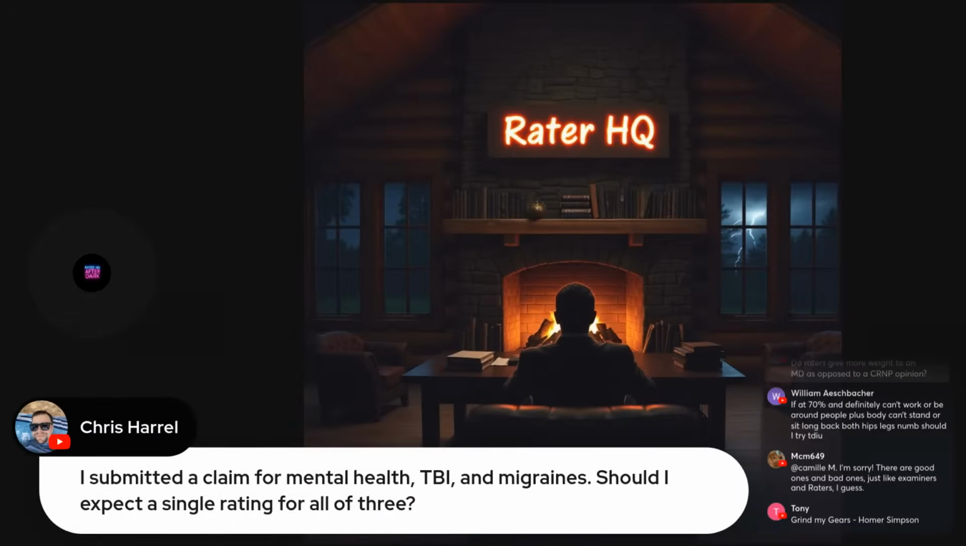I submitted a claim for mental health, TBI, and migraines. Should I expect a single rating for all three? No, you shouldn't expect it, Chris, because they could separate out your mental health from your TBI, and they could also separate out the migraines. It depends: combining them all, combining some, or combining none. Whatever the highest would get you that makes the most sense medically is what they go with.